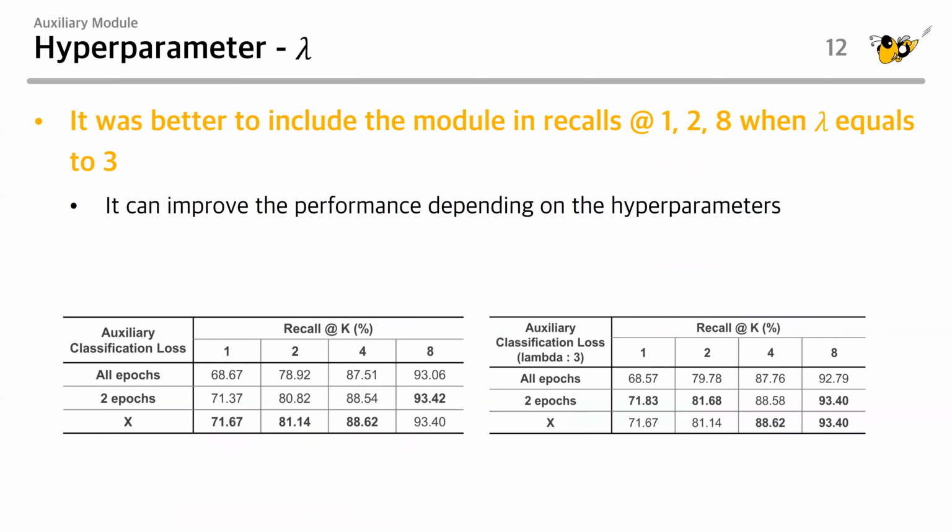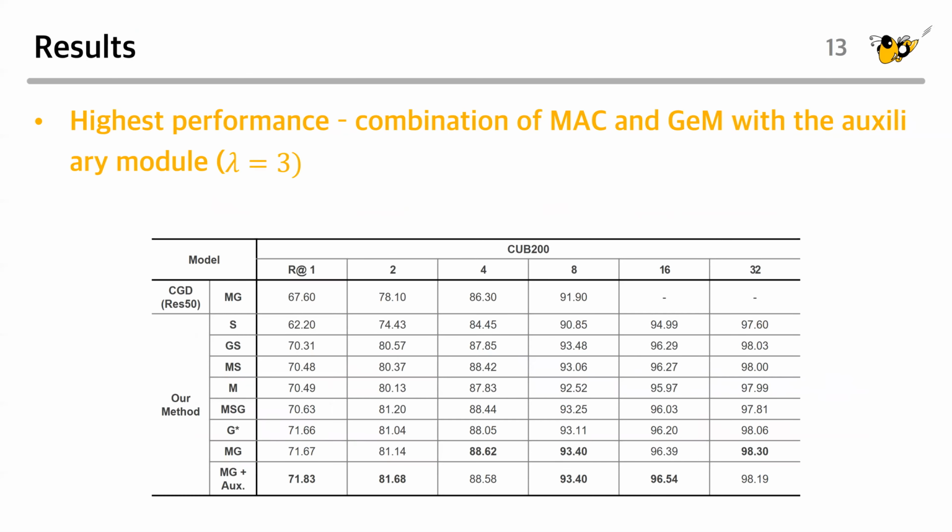To exploit the faster convergence rate, we try to utilize the model only for the first two epochs. It was better to include the model in recalls at 1, 2, and 8 when lambda equals 3. The table on the left is a set of results we obtained when lambda equals 1. When lambda equals 1, there's not much significant amelioration from including an auxiliary model. The tables manifest that we were able to achieve the best performance when lambda was 3.